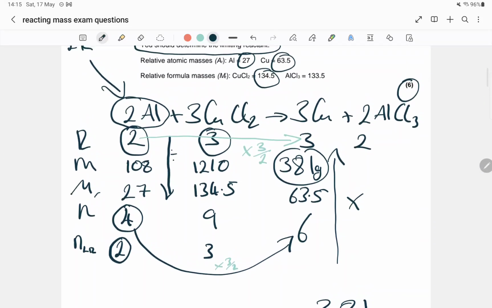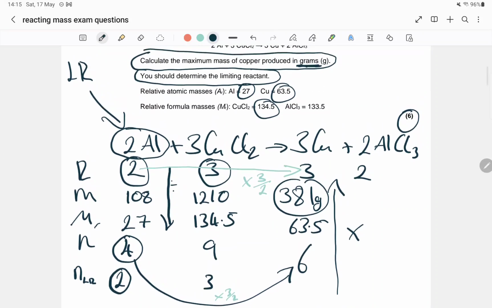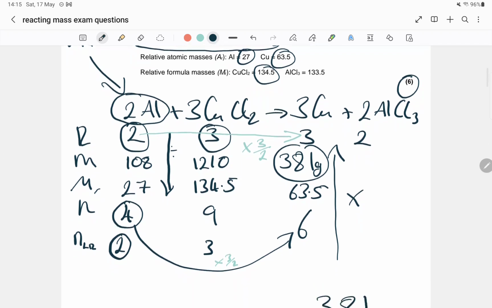I hope this has helped. Please remember to check all parts of the question once you are done. So it's asked you to determine the limiting reactant, which we've done. We've said aluminium is my limiting reactant. We've calculated the maximum mass of copper. Well, here's copper, so I've worked out the maximum mass of copper. They've tried to throw you off in this question because they've given you the MR of aluminium chloride. You don't need that. They were just being a little bit harsh.